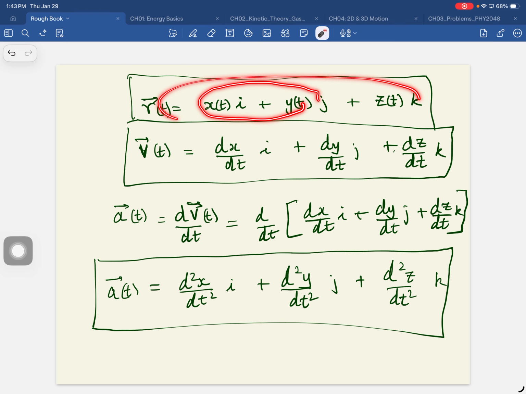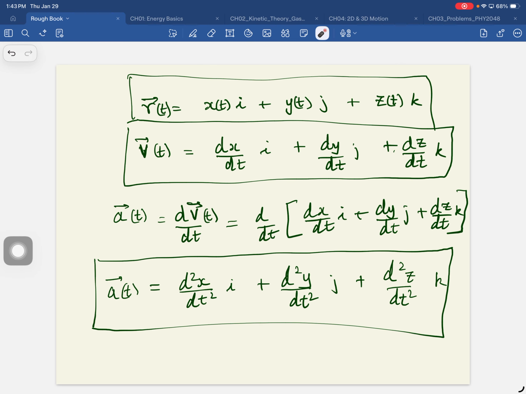Given that each of these vectors is described by separate functions of time, does that mean that we would evaluate the components of motion independently of one another? Yeah, the motion in each direction is independent of each other. You'll learn in the next chapter, if you apply a force along the y-axis, you won't affect the motion in the x and z direction.